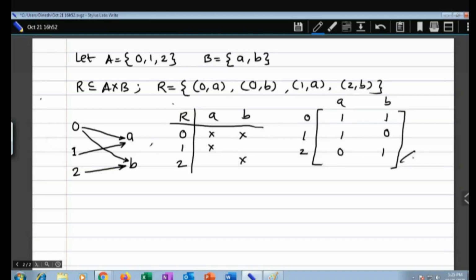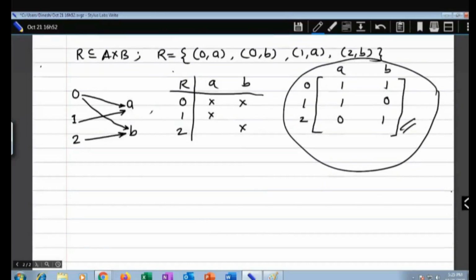Most of the times, we will be using this matrix notation, because it is convenient to use and apply matrix operations on that. This we have already seen.